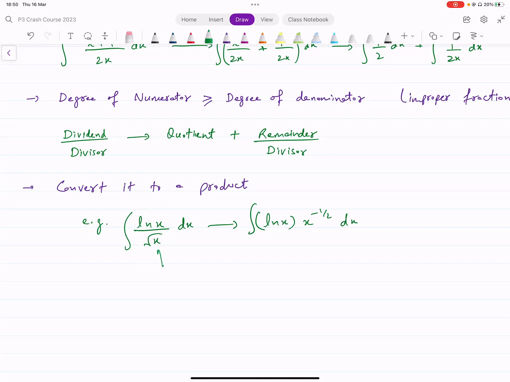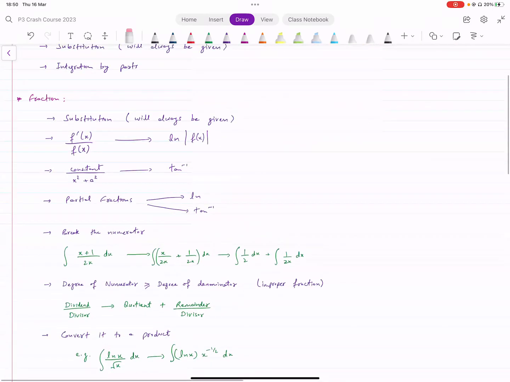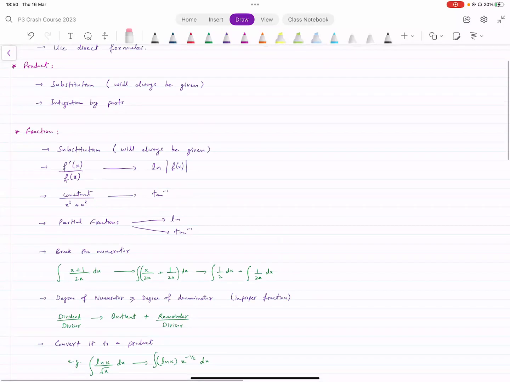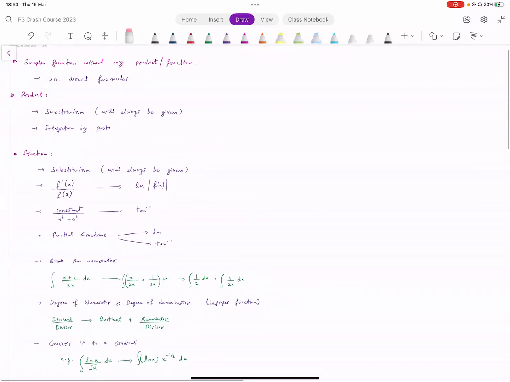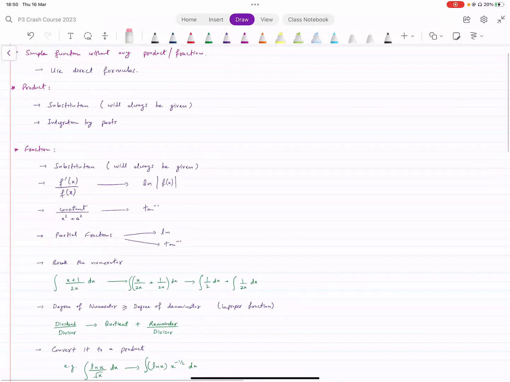You can't do partial fractions. Numerator also has only one term, so you can't break it down. In this case, what you can do is you can just make it a product instead. And now you could try integrating it by parts if you want. Okay. So these are different methods that you have to know about for integrating functions. All right. So this is one way you could think about it.